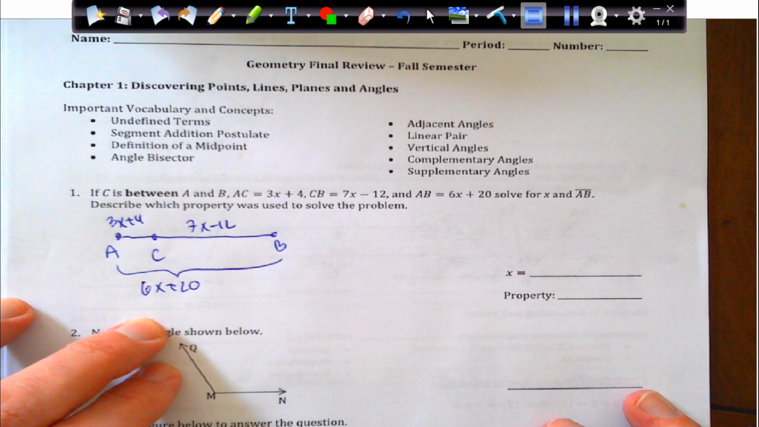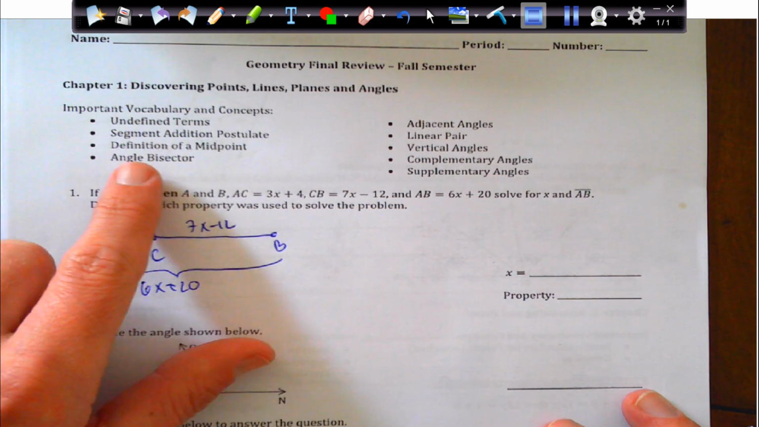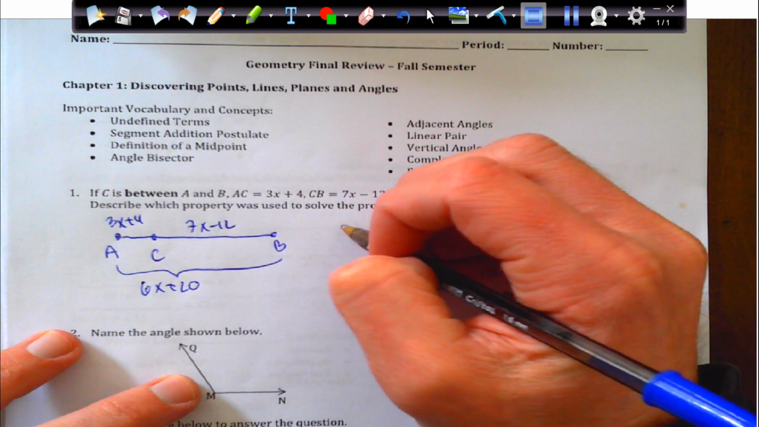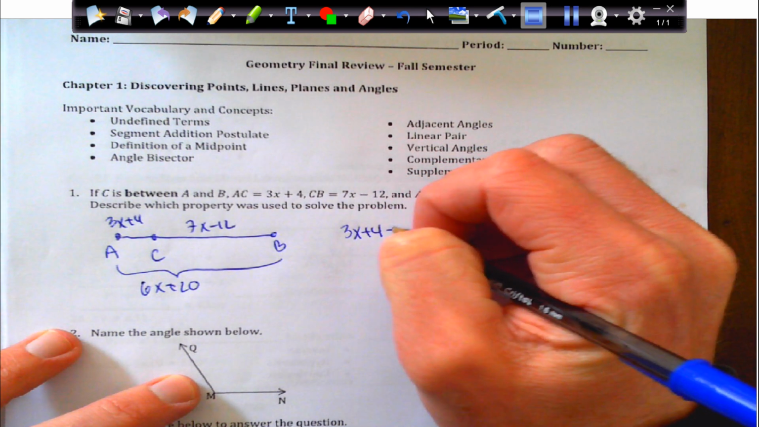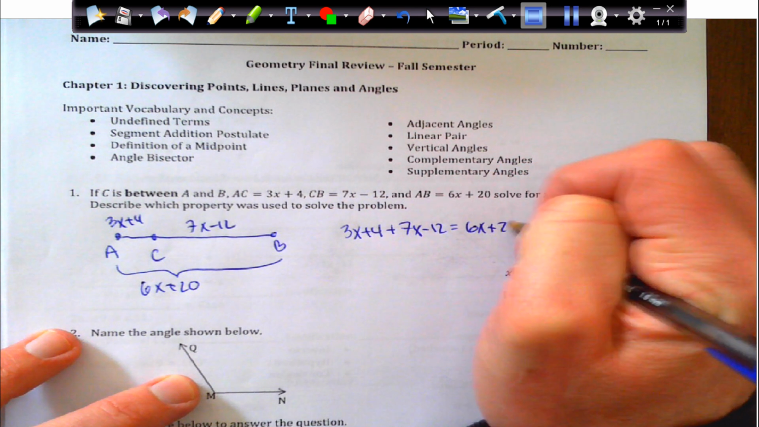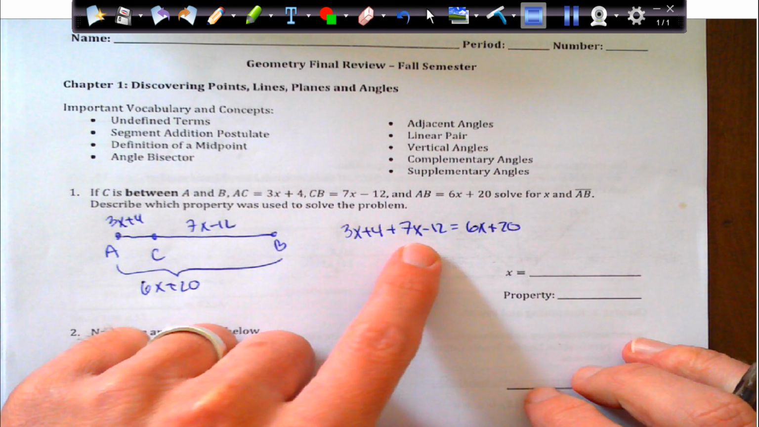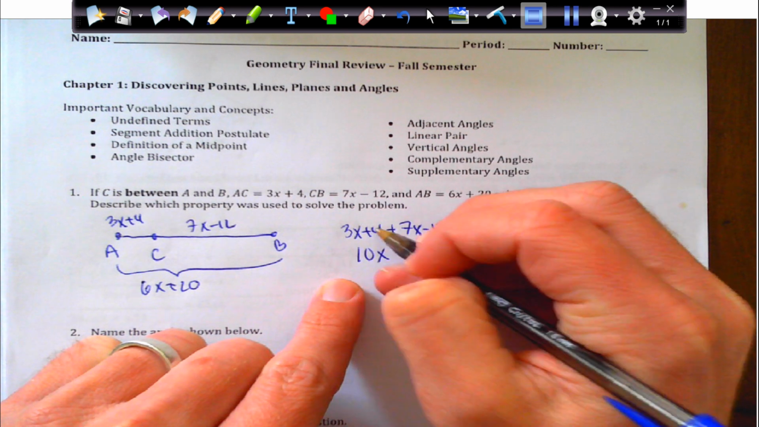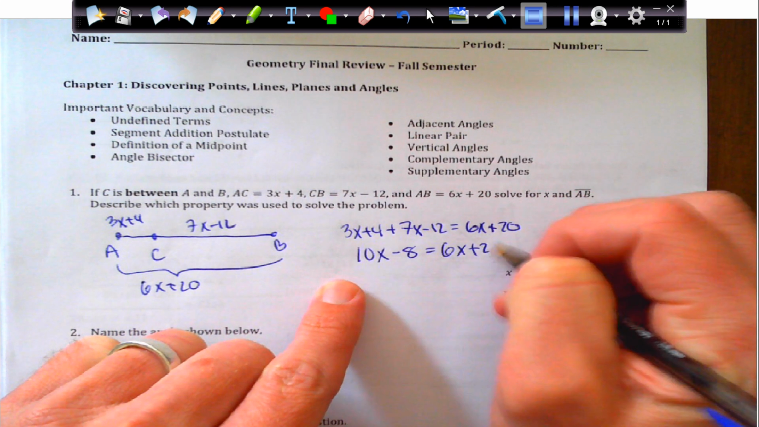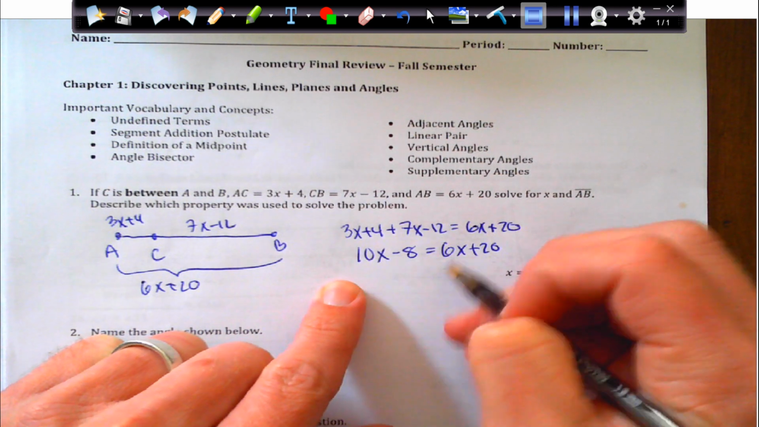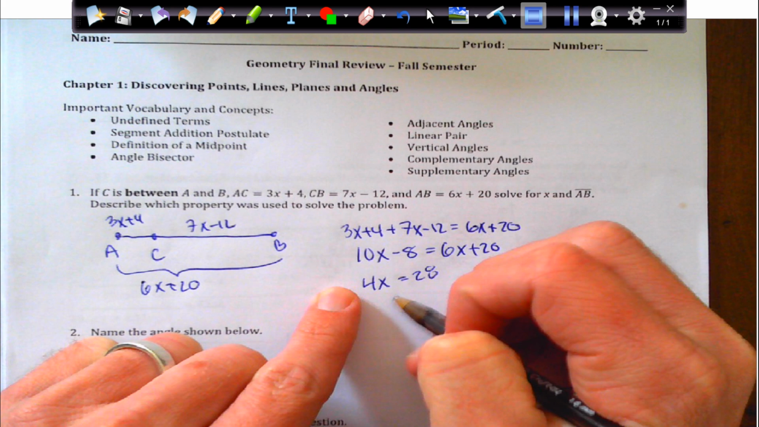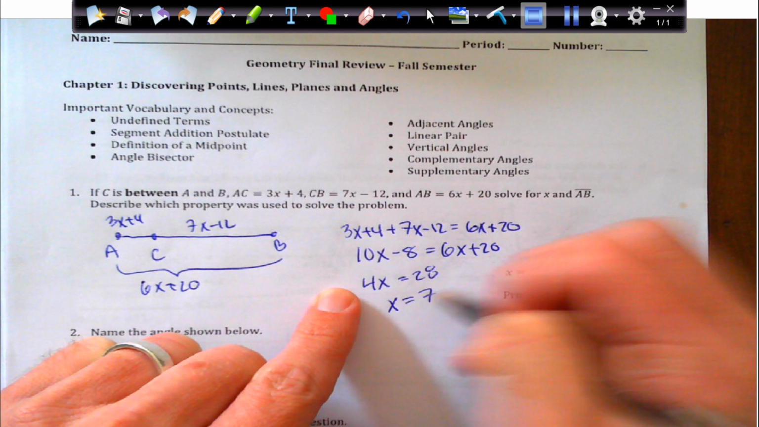So this is basically the segment addition postulate. We see the definition right up there. And so I'm going to do little piece plus little piece equals the whole piece. And that's going to become 10x. 4 and negative 12 is negative 8, equals 6x plus 20, and then subtract the 6x over, you get 4x, add the 8 over, you get 28, and then divide by 4, you get x equals 7.